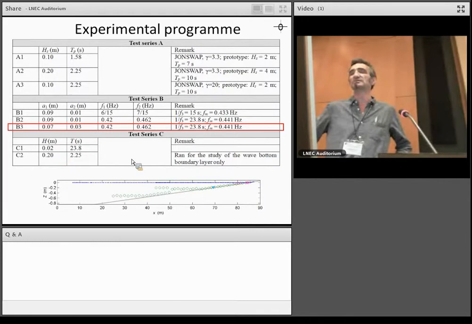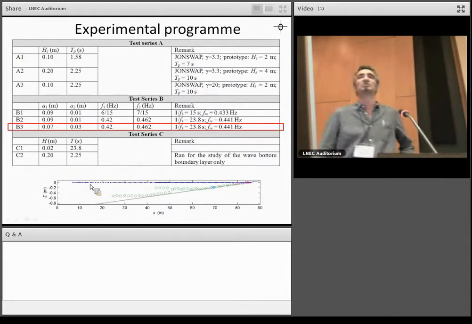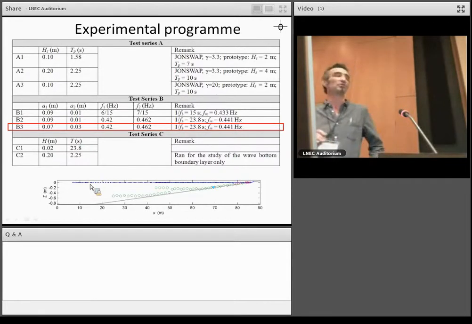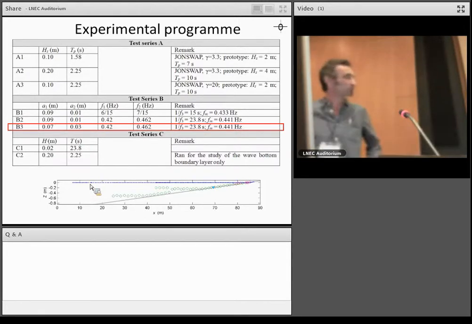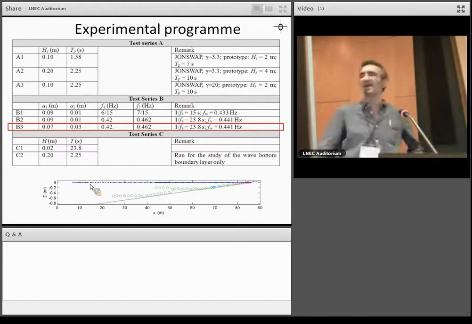The circles are the location of velocity measurements. The red circles were made with acoustic Doppler velocimeters, boundary layer measurements I will briefly show afterwards.